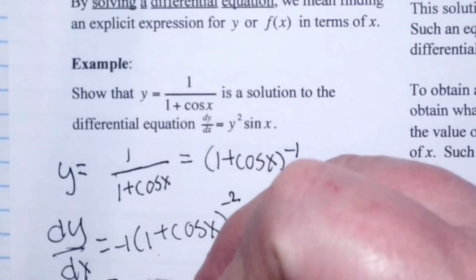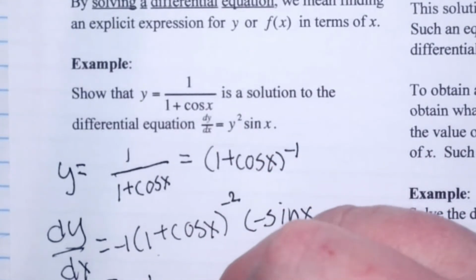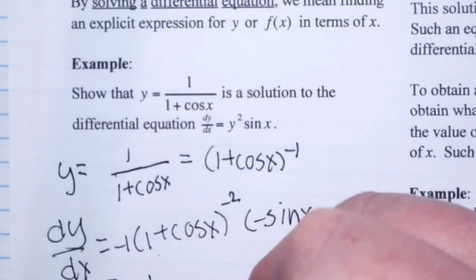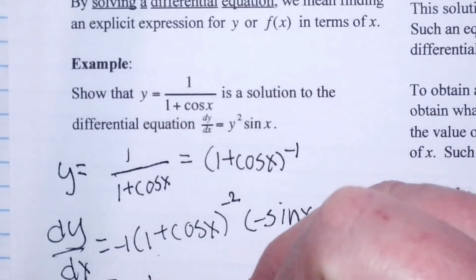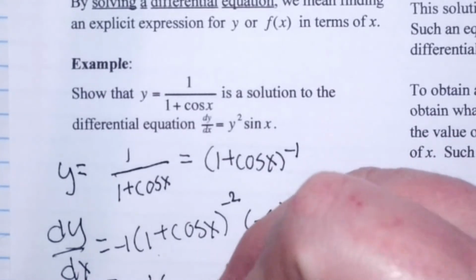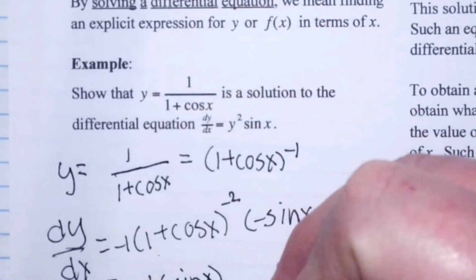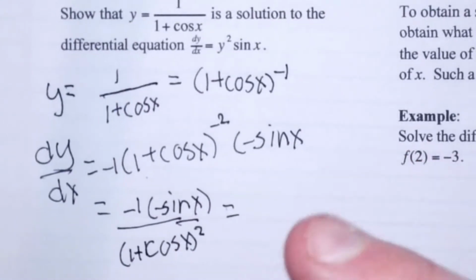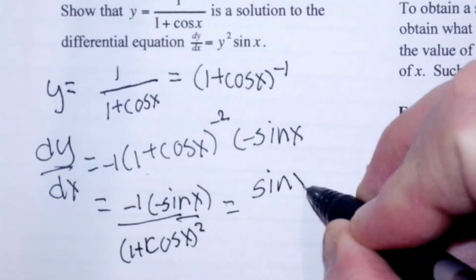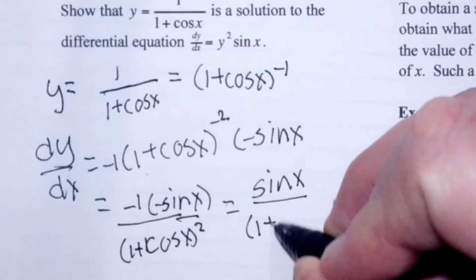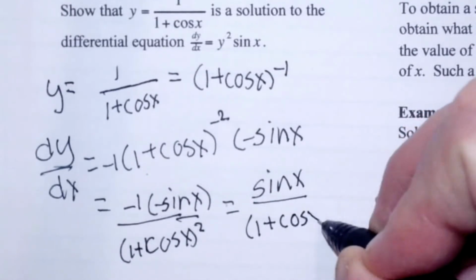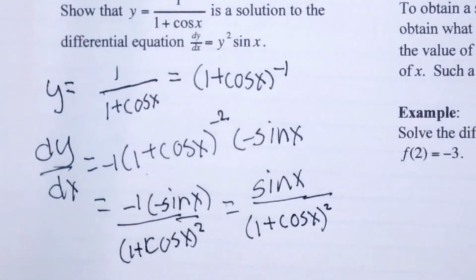And I'm going to rewrite that as negative 1 over the square of 1 plus cosine x, and then multiply that by the negative sine x, so that it's really just sine x over 1 plus the cosine of x, and that's squared. So that's the left-hand side of the differential equation. I'm going to put LHS for left-hand side.